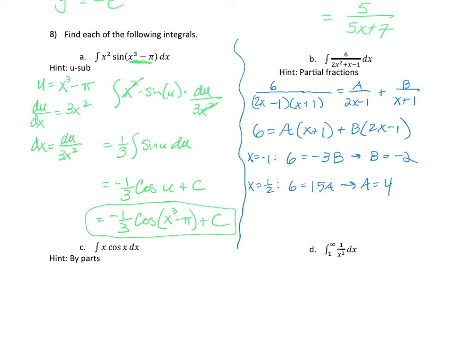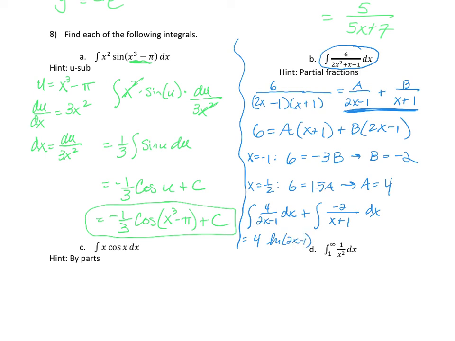So that means I'm now going to, instead of taking the integral of this, take the integral of this, but replacing the A and the B. So I have the integral of 4 over 2x minus 1 dx plus the integral of negative 2 over x plus 1 dx, and then each of these is an ln. That's 1 over some stuff, so it's the ln. Okay, so this one is going to be 4 times the ln of 2x minus 1.